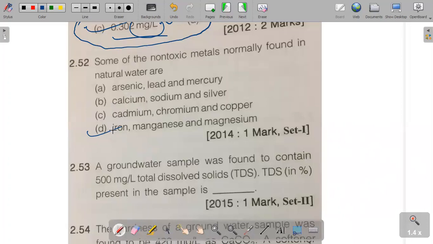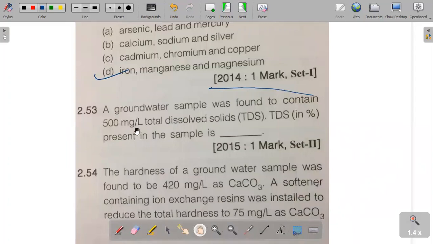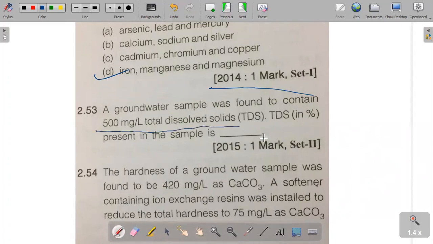Let's move on to our next question, 2.53. Basically it's a question of 2014, 1 mark question, asked in set 1. A groundwater sample was found to contain 500 milligram per liter of total dissolved solids. We need to find the total dissolved solids in percent. So 500 milligram per liter is given. For percentage, divide and then multiply by 100.